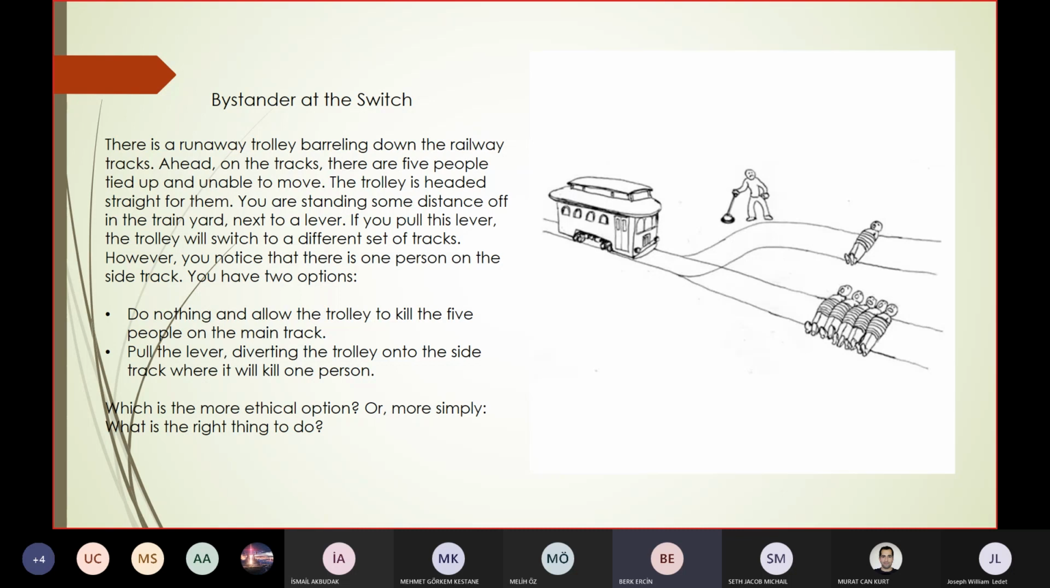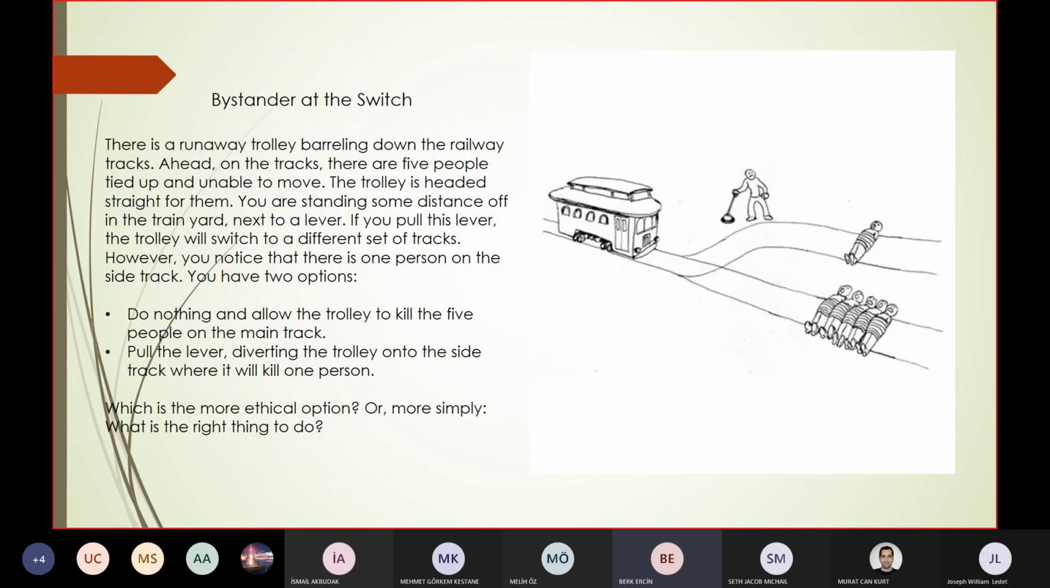Now, imagine you're watching a runaway trolley going down the tracks, straight towards 5 people who can't escape. You're standing next to a switch that will divert the trolley onto a second track. However, that second track also has a person on it, but just one. This is the most basic version of the dilemma known as the bystander at the switch.